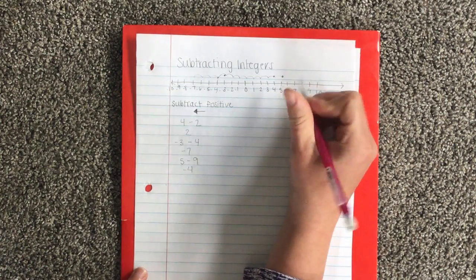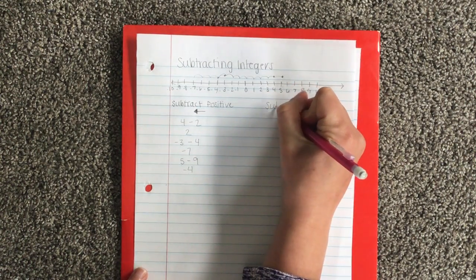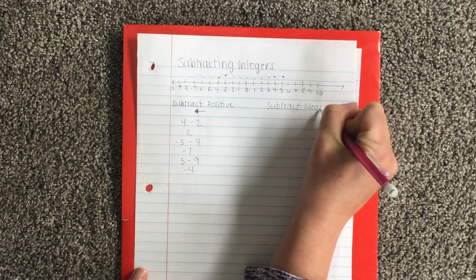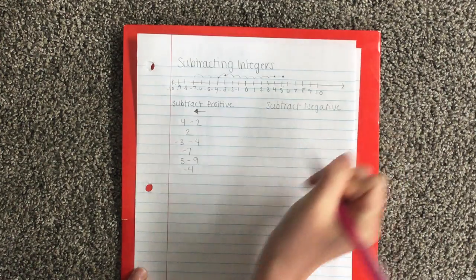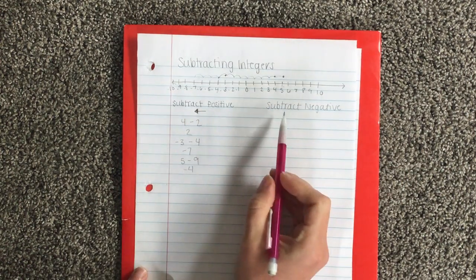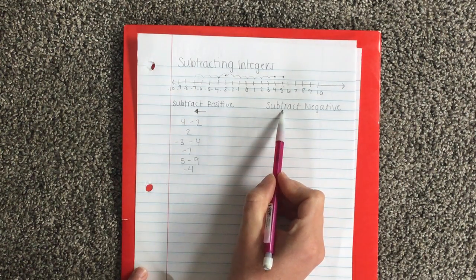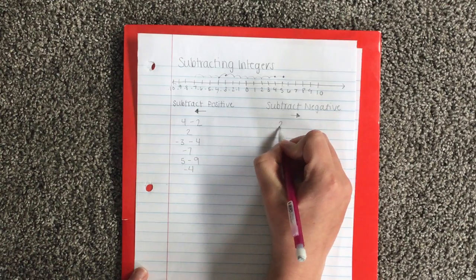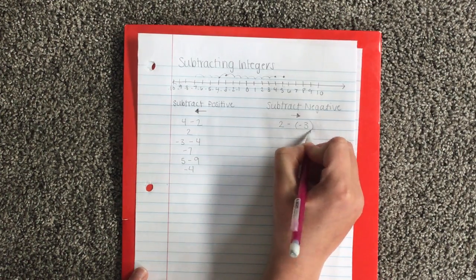Okay, what happens if we subtract a negative number? When we were subtracting a positive number 2 videos ago, we would move to the left. Because subtraction is the opposite of addition, you now do the opposite and you move to the right. So let's start with 2 minus a negative 3.